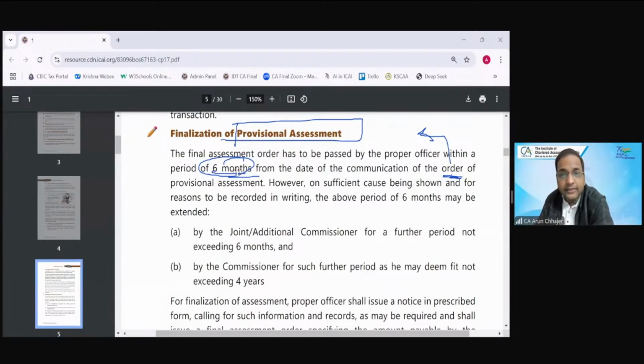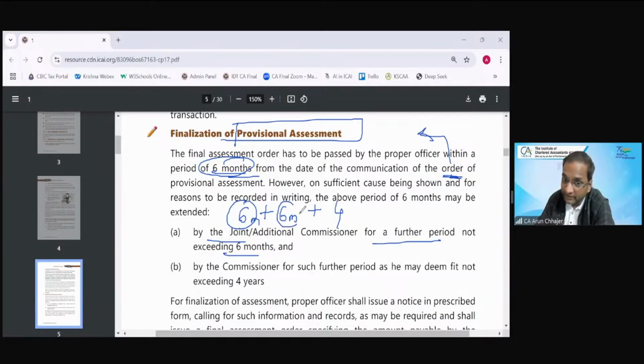This 6 months can be extended, 6 plus 6 plus 4 years, by the Joint Commissioner for a further period not exceeding 6 months. It means initially 6 months, it can be extended by 6 more months if the Joint or Additional Commissioner gives the approval. And if the Commissioner gives the approval, then not exceeding 4 years.